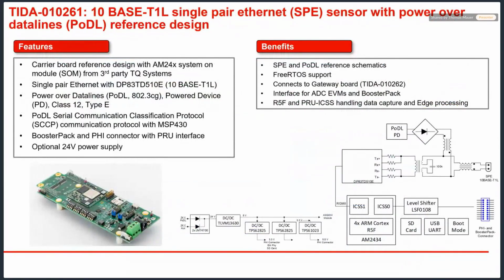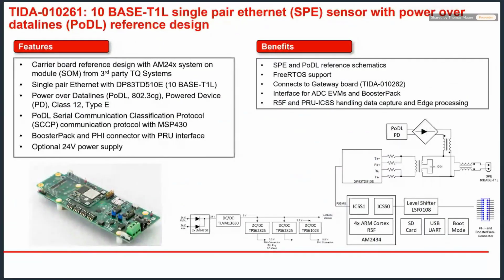Okay, let me then also introduce to you 2 more boards. I mean, not introduce, but because we just looked at them. So the first one is the sensor board. So this is for TI. In case you want to find more information, you basically enter this TIDA number, and this is the 010261 board.